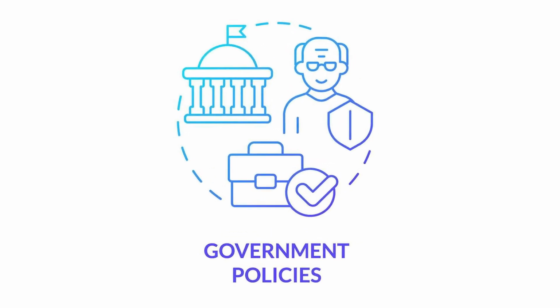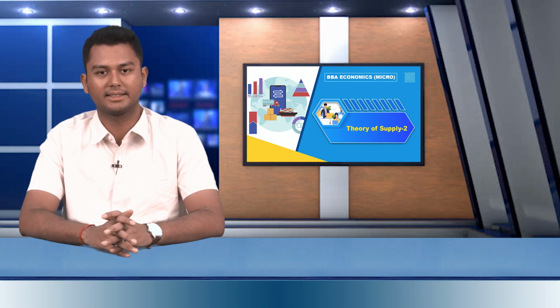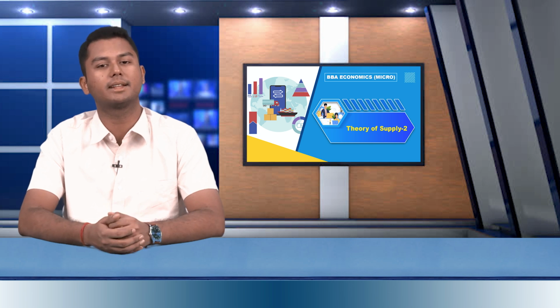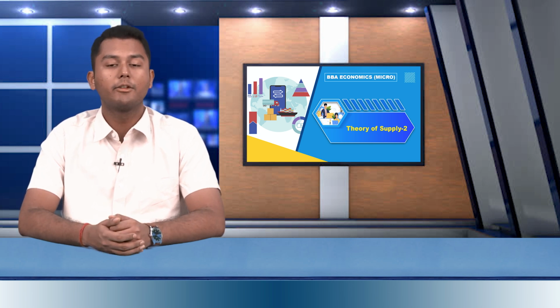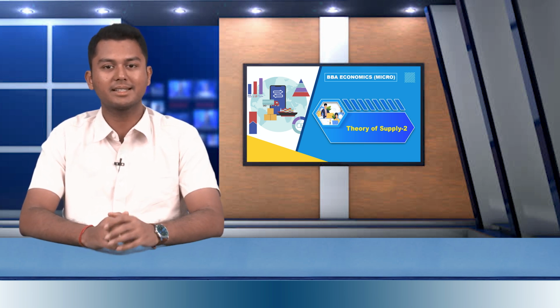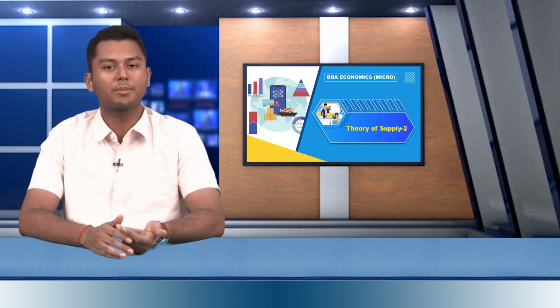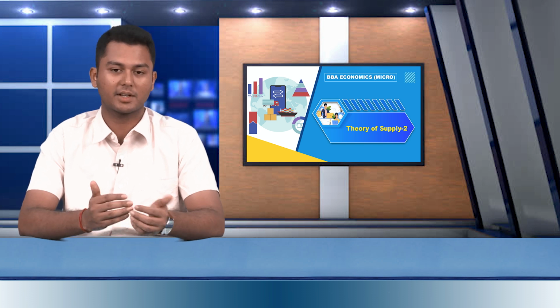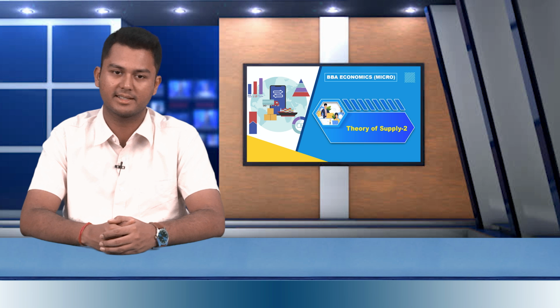Government policy changes can shift supply through taxes, subsidies, regulations or other interventions. Favorable policies increase supply while unfavorable policies decrease the supply. Producer expectations about future conditions can shift the entire supply or the current supply curve. Expectations of future price increases might reduce current supply as producers hold or store goods for future sales.